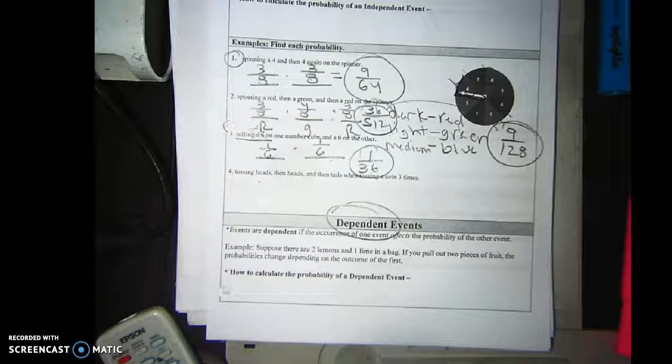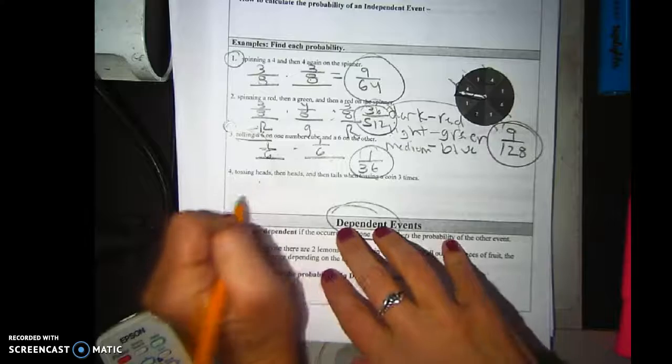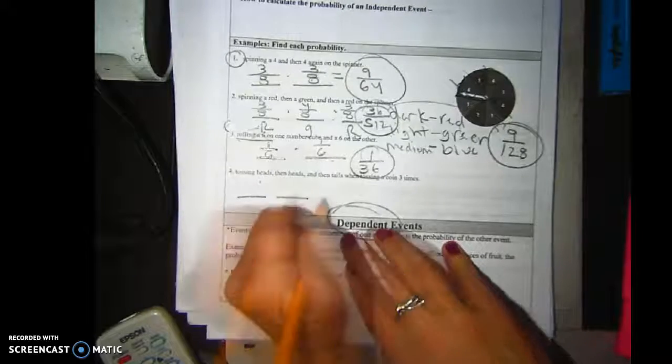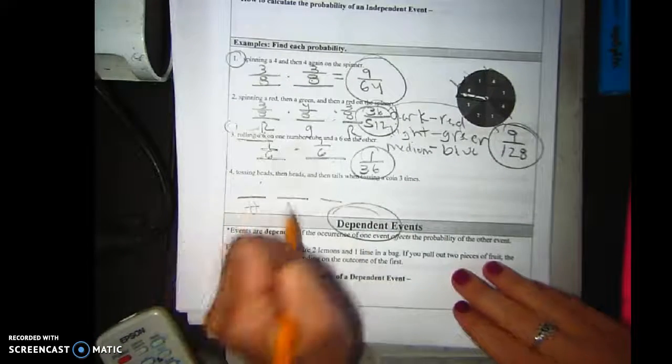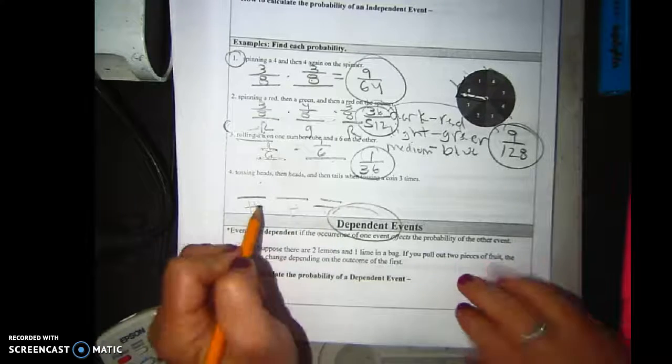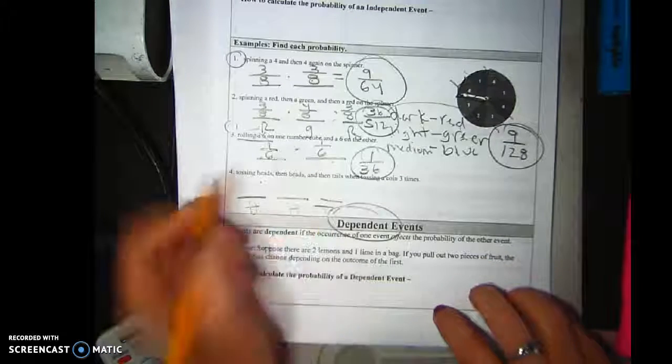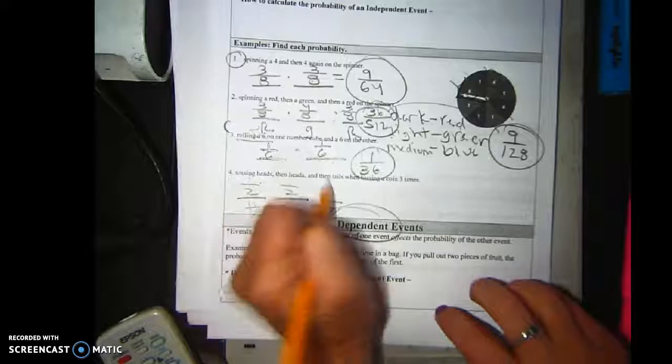So this one is also independent because when I pick up the coin, it's not going to affect what I had previously. I could keep getting heads and heads and heads and heads and heads, and then a tail out of nowhere, and then back to the heads. So there's only, let's see, they want a heads, then a heads, and then a tails. Well, honestly, I could have put tails, tails, tails. It doesn't matter. There's a 50% shot every single time.